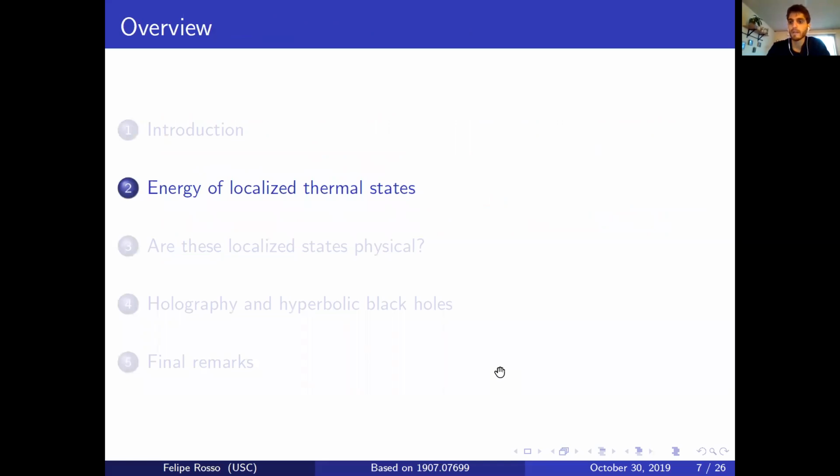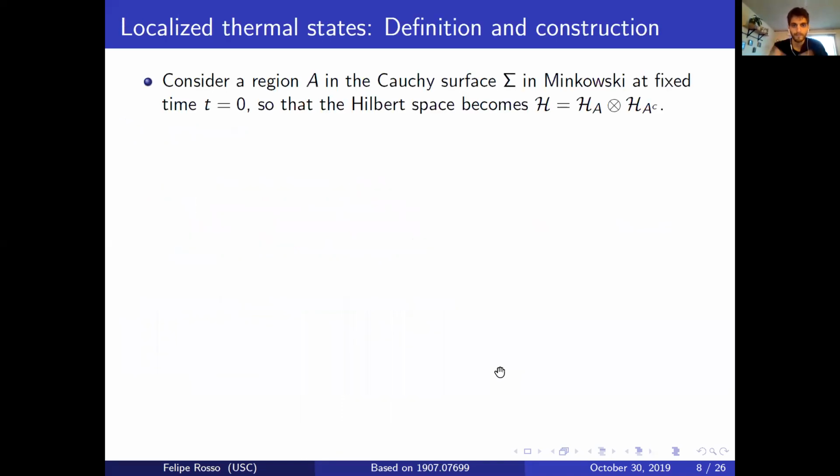Good. So now let me get to some of the details and tell you what I mean by localized thermal states. That's the first step. So let's consider a conformal field theory in Minkowski spacetime. Let's take a Cauchy surface, sigma, and let's take a region in this Cauchy surface, A. And this sigma, let's take as a t equals 0 surface. And let us assume that the Hilbert space admits this tensor product decomposition. This is already, I wouldn't say an assumption, but this is not an innocent thing.